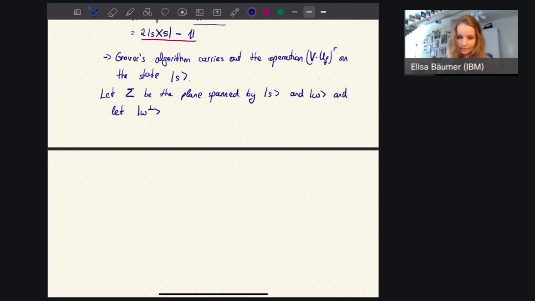And then we let W orthogonal be the state that is orthogonal to W and that lies in sigma, because in such a big space there are of course infinitely many states that are orthogonal to W, but W orthogonal is supposed to be the one that lies in this plane.